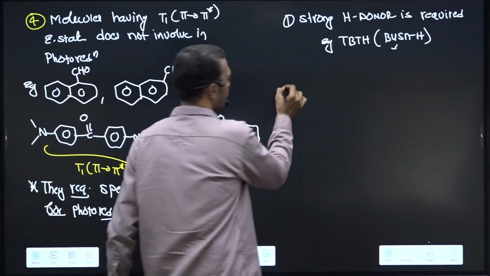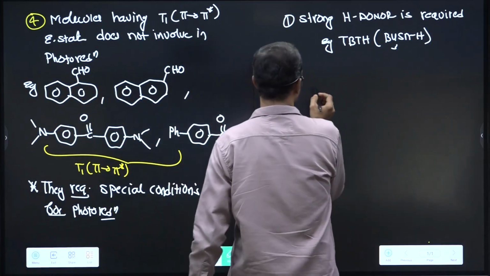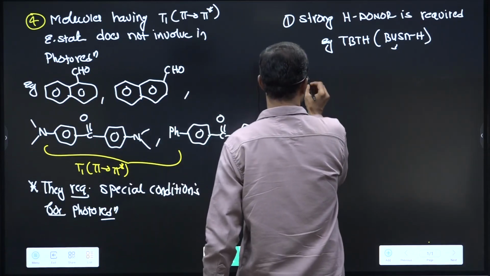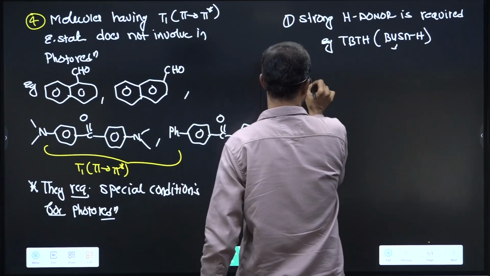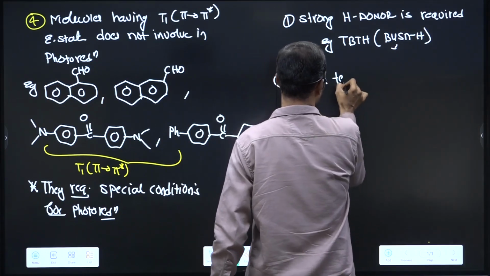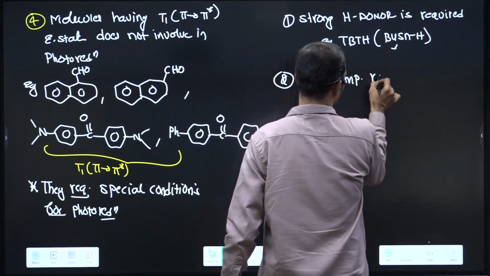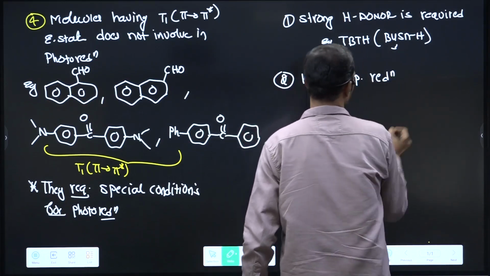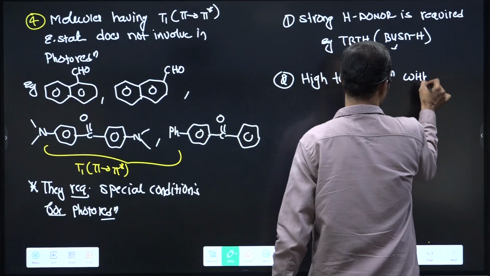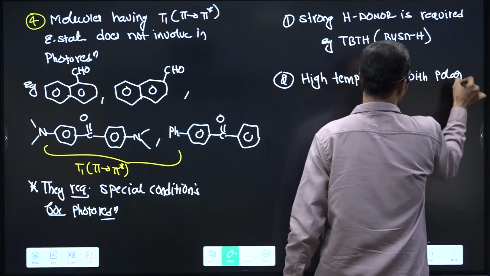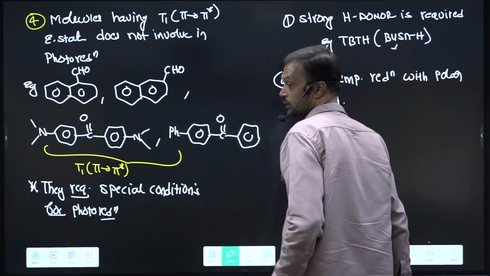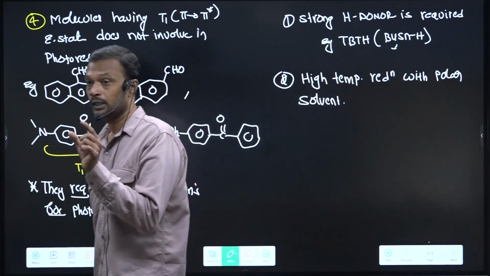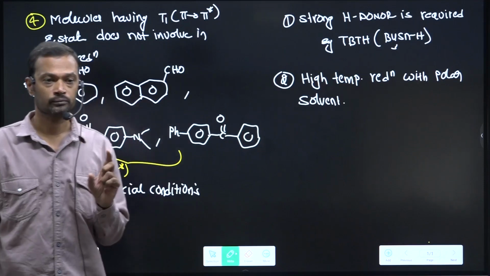Second one, high temperature reduction with polar solvents. Even with non-polar solvents it is possible, but polar is a little bit better. High temperature is required. High temperature and a strong donor.